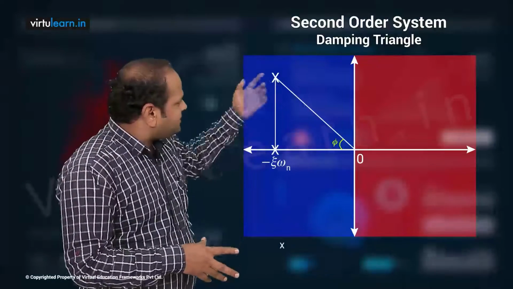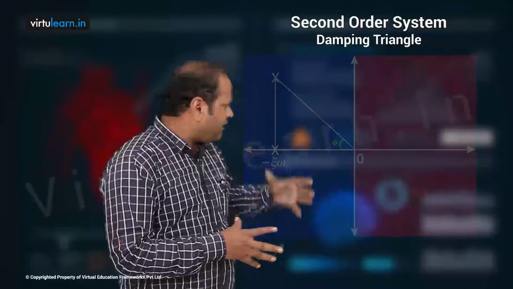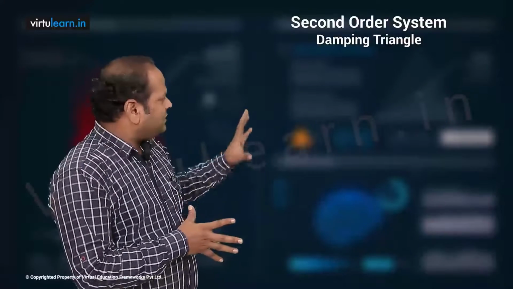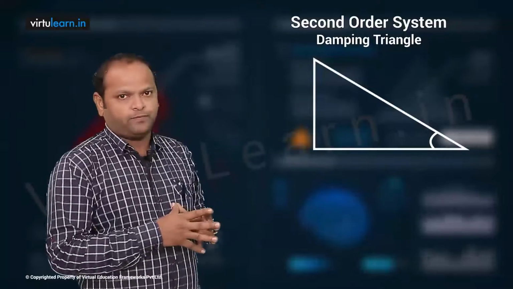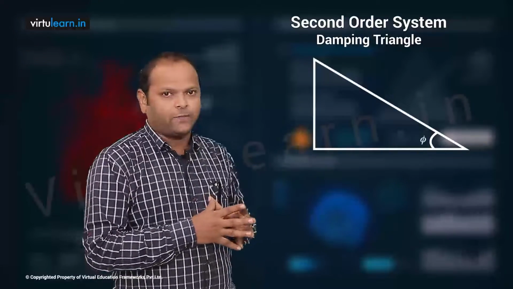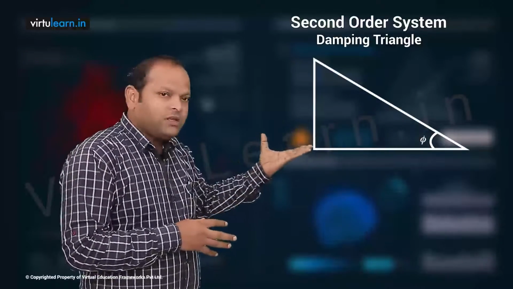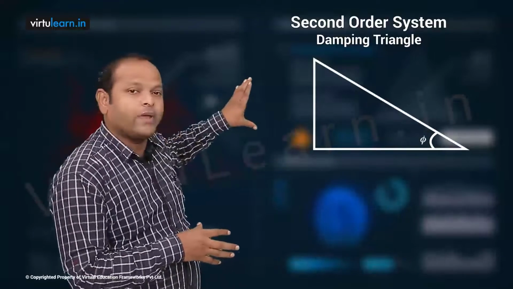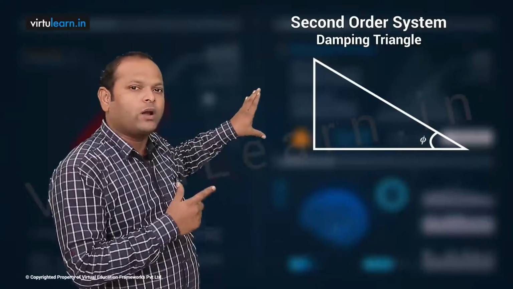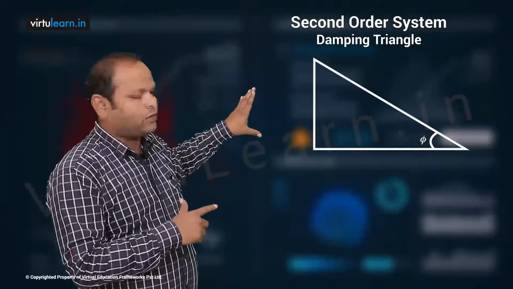So if you take this triangle separately, in this triangle I can take the angle here, it is phi. The angle here, it is phi. And what will be this? This is nothing but your zeta omega n, and this is nothing but omega d, which is omega n into square root of 1 minus zeta square.